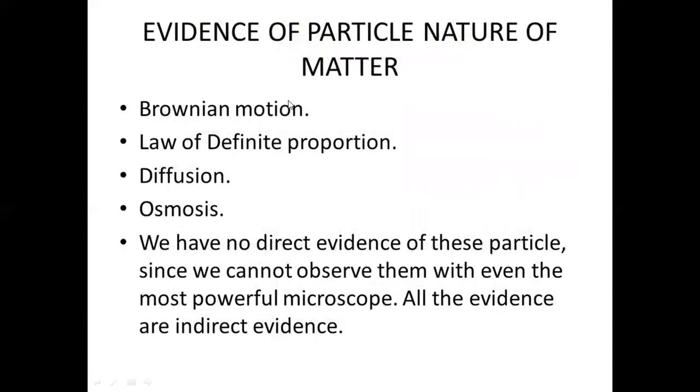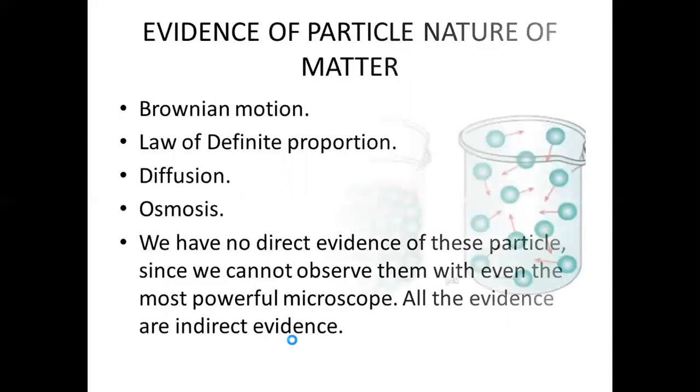The evidence for the particulate theory of matter includes Brownian motion, the law of definite proportion, diffusion, and osmosis. However, for the purpose of the CXC syllabus, we are to explain experiments involving Brownian motion, diffusion, and osmosis. We have no direct evidence of these particles since we cannot observe them with even the most powerful microscopes. All the evidence is indirect evidence.